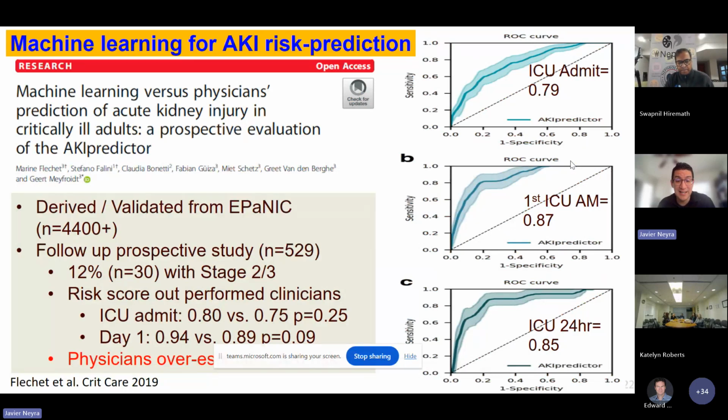In a subsequent study of 529 patients, the model was compared to what the clinicians would predict. And as you can see, the risk score outperformed clinicians at the time of ICU admission. With the data available at that time, the model performed 0.8 versus 0.75 for the clinicians. And using data up to day 1, so a semi-static score, 0.94 versus 0.89. And the physicians typically overestimated the risk of developing AKI. That was a little bit the difference between the two models of comparison.